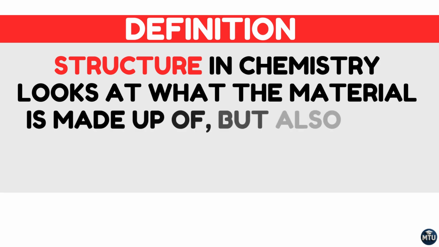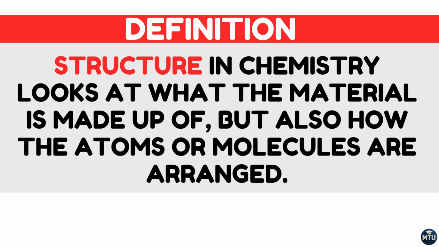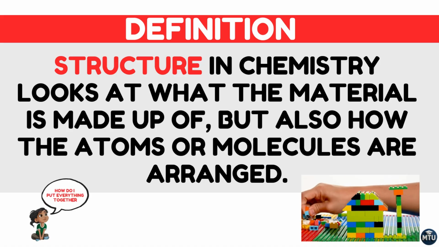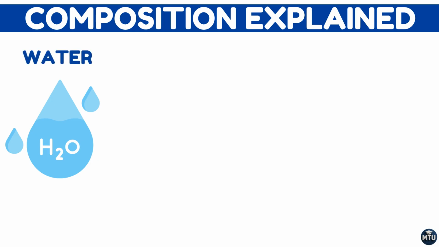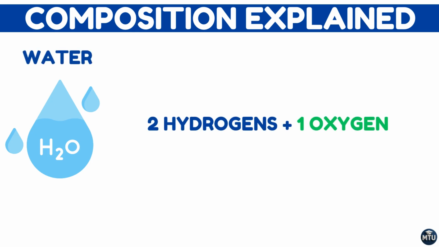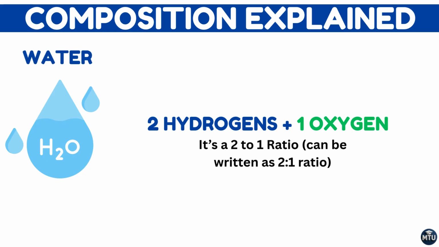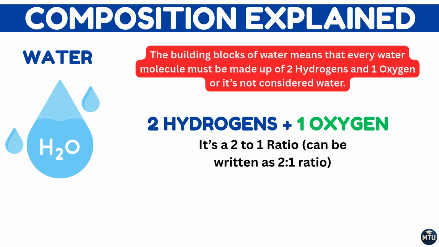Now, structure means both what a material is made up of and how those atoms or molecules are arranged or rearranged. Like how the Lego bricks fit together to make a house, not just the bricks themselves. Let's go deeper into composition. The composition of water is two hydrogen atoms for every one oxygen atom, or H2O. As you can see, there are two hydrogens for every oxygen. Knowing the composition tells us the recipe or the building blocks of that particular item.